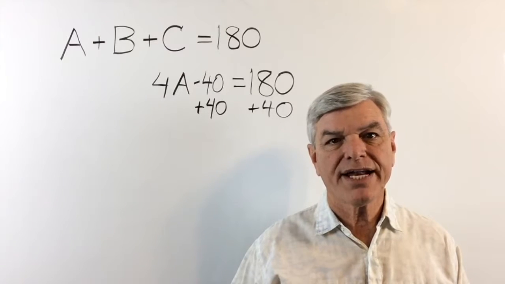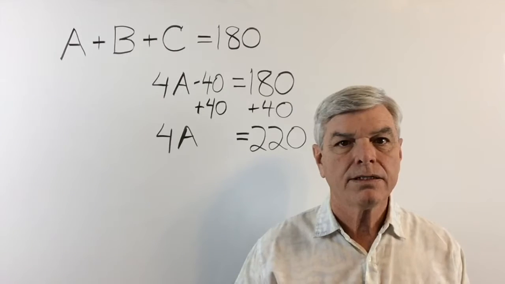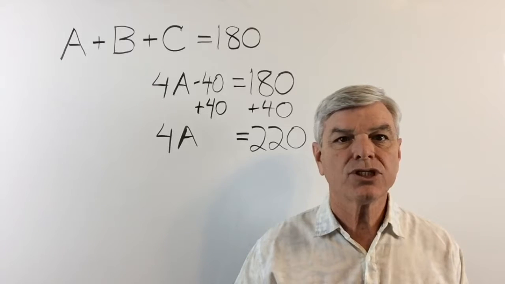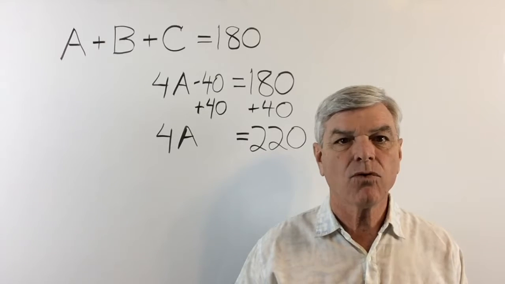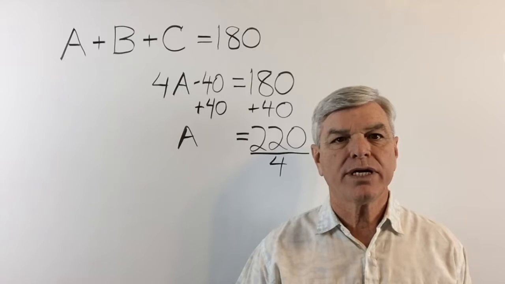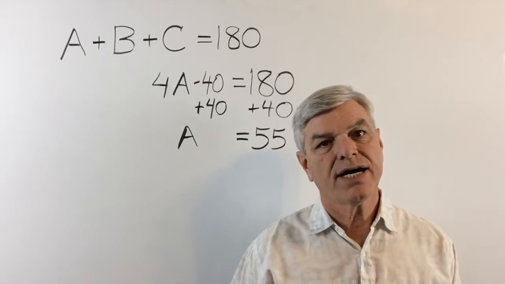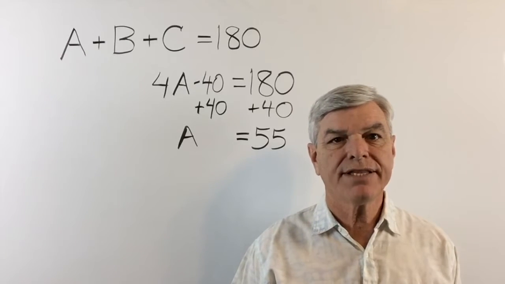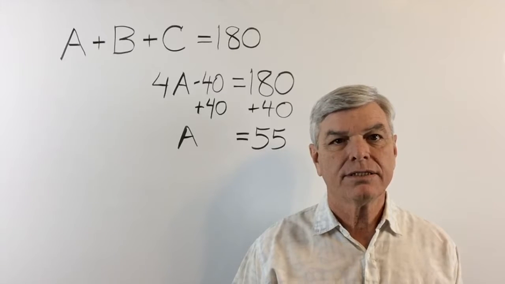And let's bring all that down. So 4A equals 220. Divide both sides by 4. And that will isolate the A. And 220 divided by 4 is 55. A equals 55, and that is our answer.